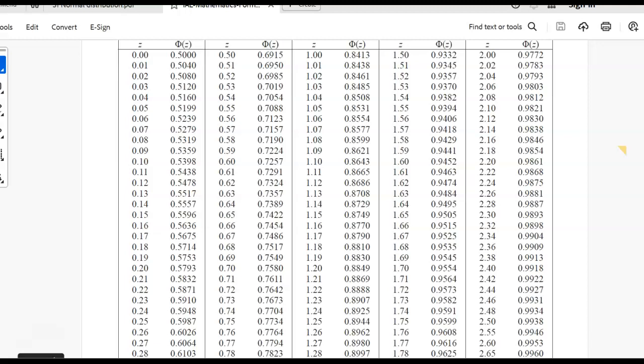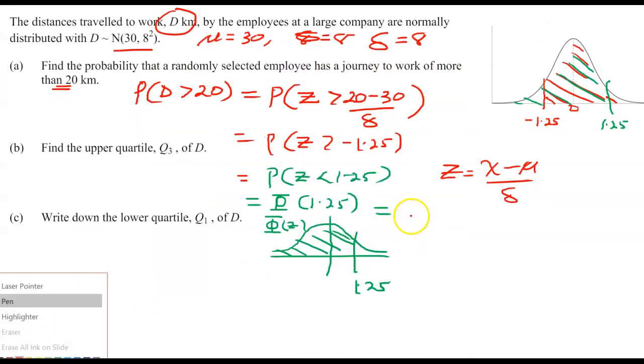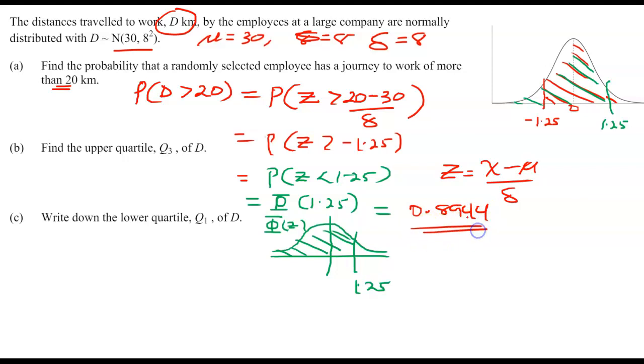When you go on the z tables, you find your z over here. This is the z value, and this is the probability of the z value over here. So our z value is 1.25. 1.25 is over here, and then look for the probability, which is 0.8944. That's going to be our probability. So from the z tables, our probability is 0.8944. That will be the answer.